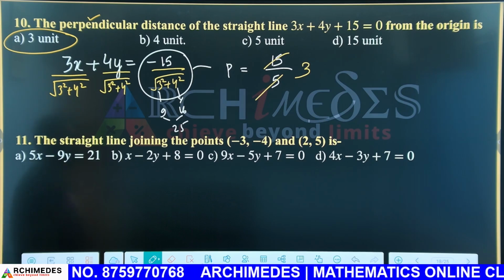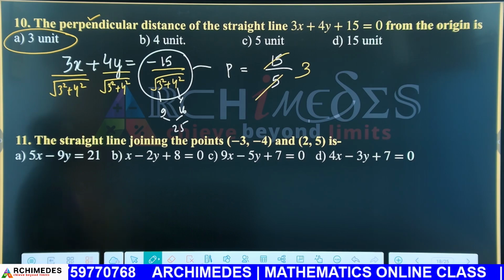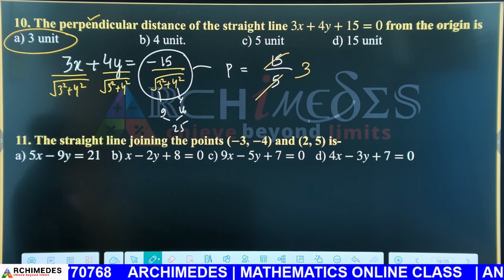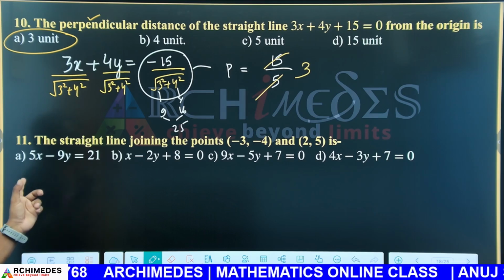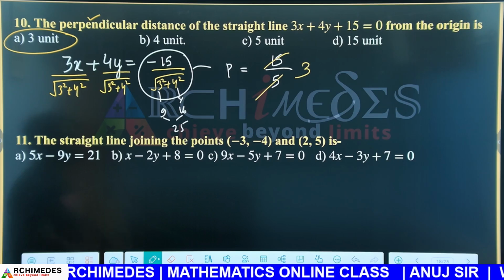Clear? What comes perpendicular distance? That's why we have to convert into normal form. And I've already given you how to convert a general form to the normal form, general to intercept form, and general to slope intercept form.